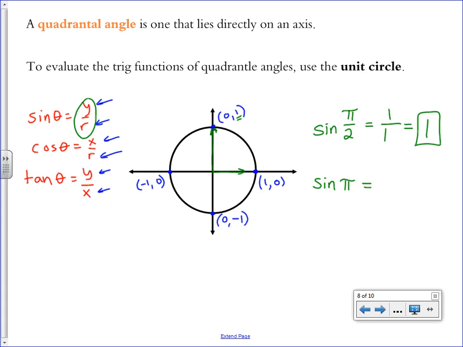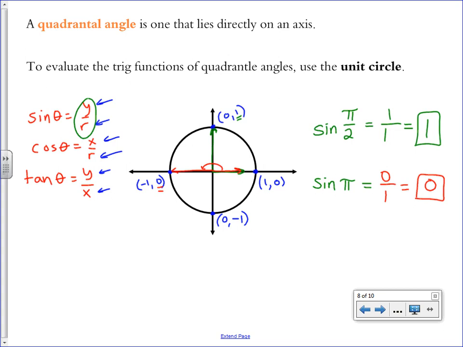So pi is a 180-degree angle. So the sine of pi would mean that I'm going to go fully 180 degrees to here and see what's the y value there, 0, divided by the radius of the unit circle, which is always 1, and that's just 0. So the sine of 180 degrees is 0.